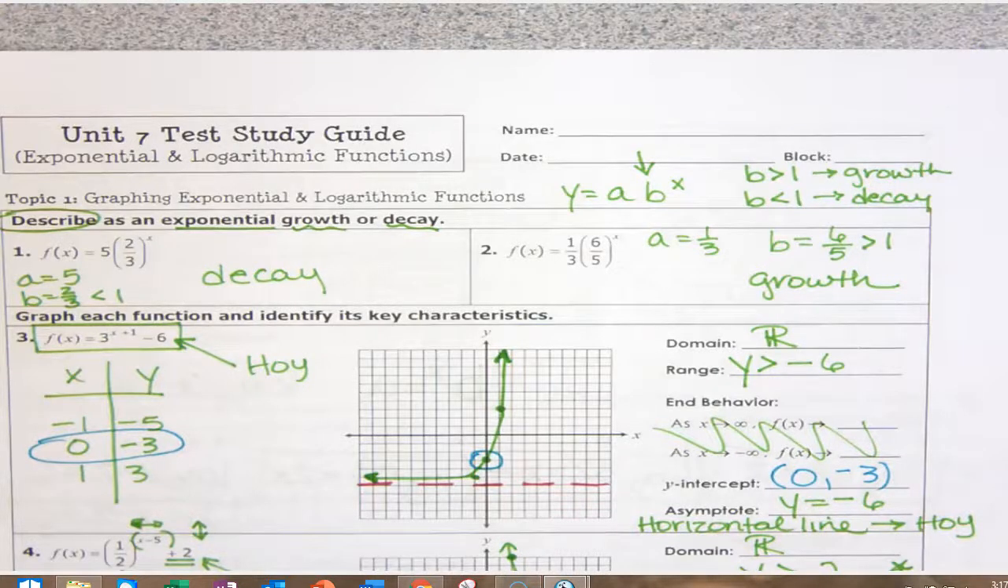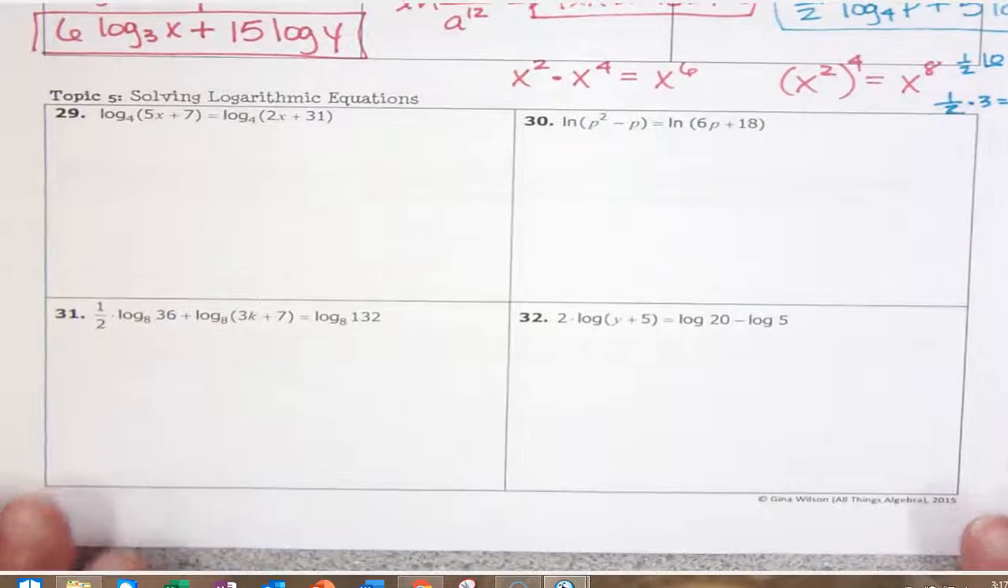All right, so we're going to finish up the test study guide for Unit 7. Hopefully you've watched the first video where we did 1 through 28. Now we're going to work on the rest. So now we've got to figure out the types of problems. Remember, we have 4 types of problems.